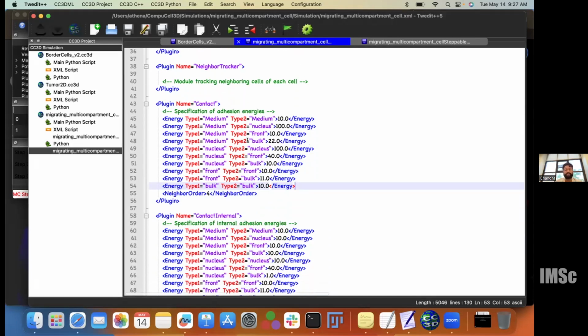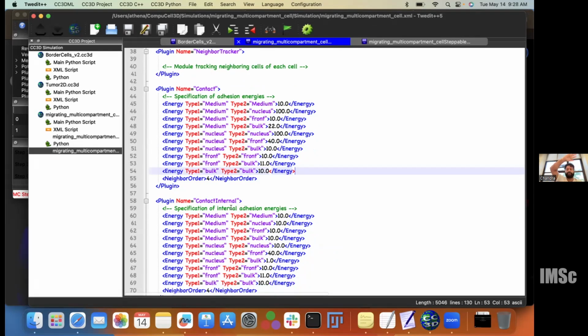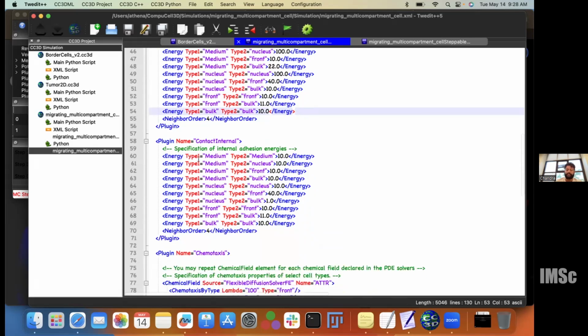Okay, this is the most important thing, which is the contact, which is the internal, and which is the energy parameter. Because it's a symmetric matrix, you only define these number of terms, which correspond to the upper or lower triangle of your J matrix. For this contact internal, because now we are dealing with compartmental cells, you have to have two sets of these parameters.